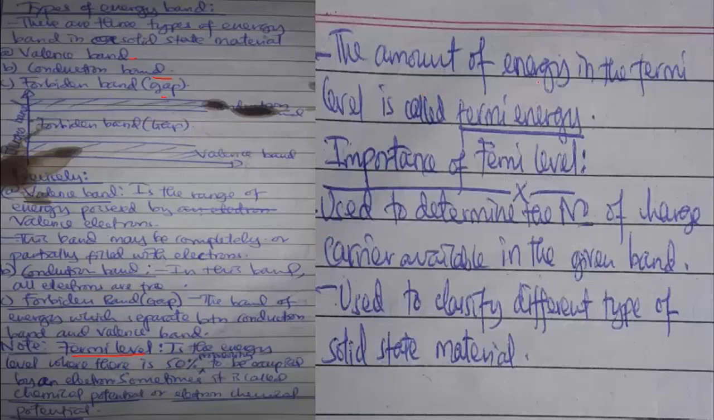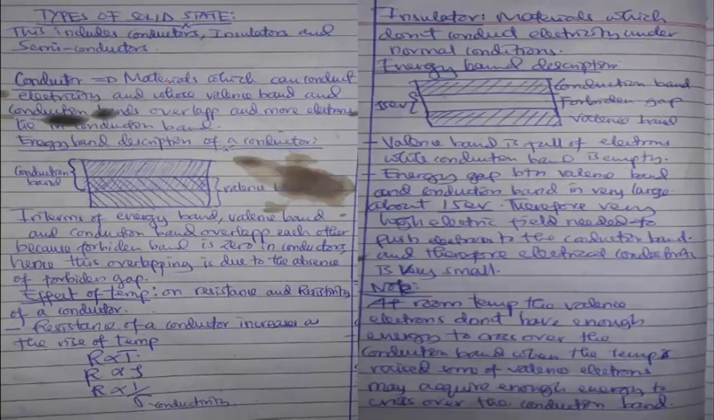Again, the amount of energy in the Fermi level is what we call Fermi energy. It is used to determine the number of charge carriers available in a given band, and to classify different types of solid states. These are just notes, you can just get used to them.